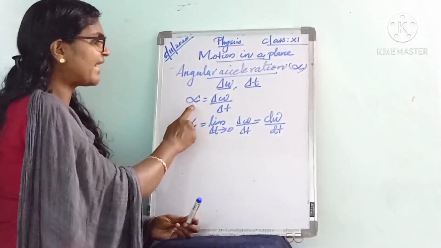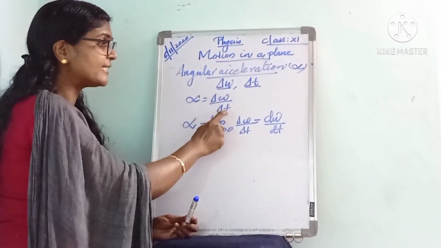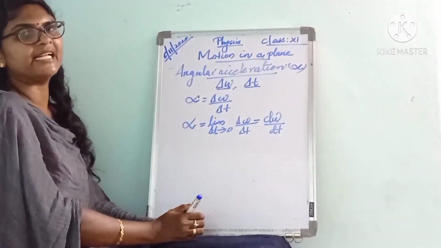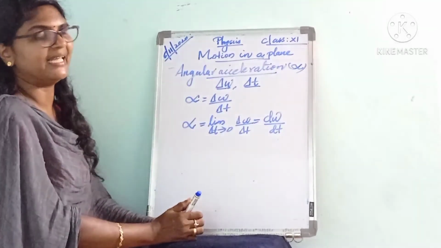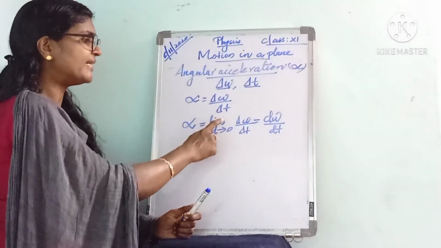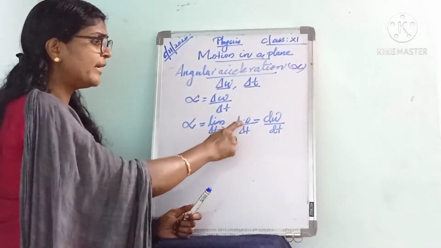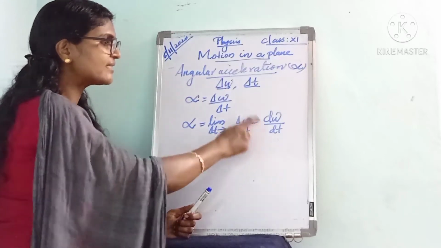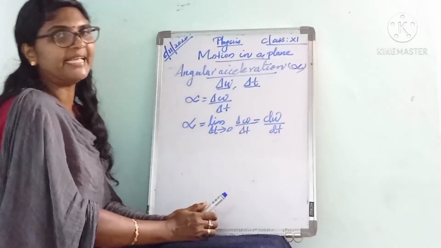Then the angular acceleration alpha can be written as delta omega by delta t. Then we are applying limits, that is, limit delta t tends to 0. Delta omega by delta t takes the form d omega by dt.